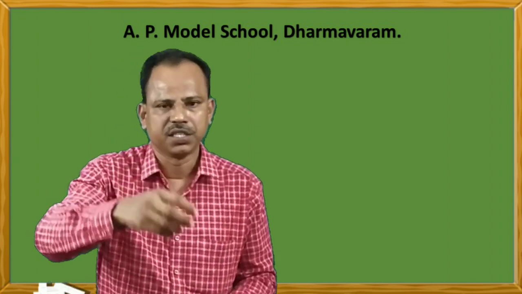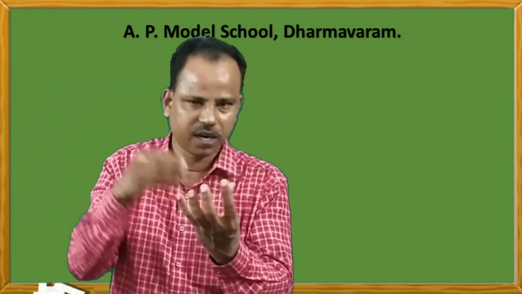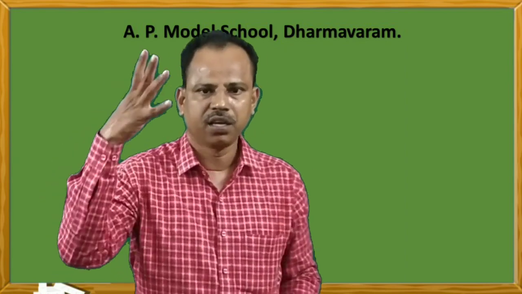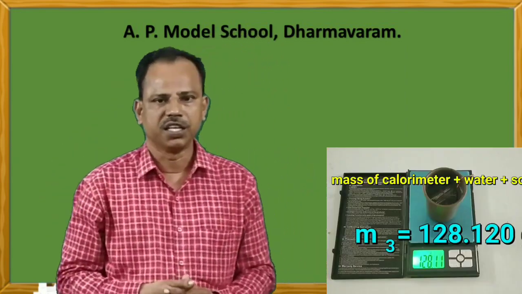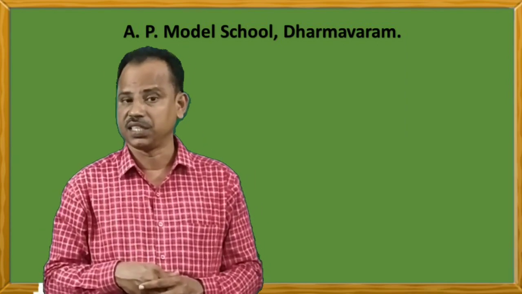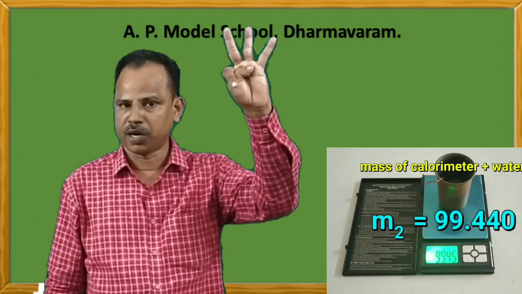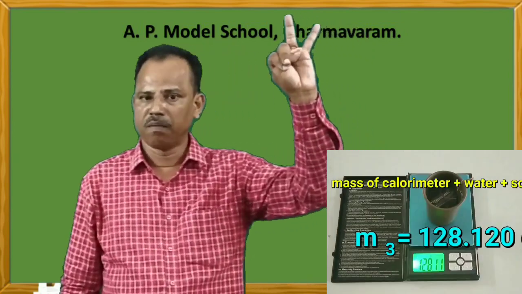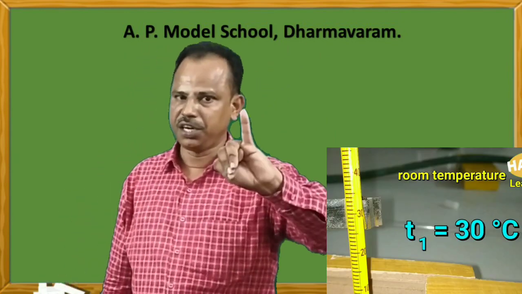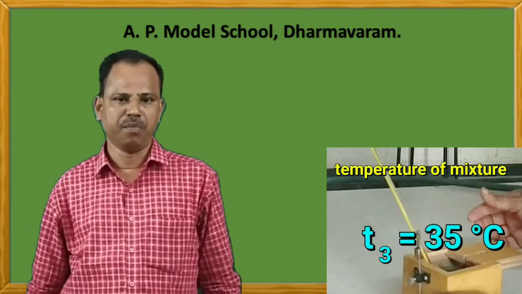Now, take this calorimeter. That means that copper tumbler, stirrer, water, and the hot solid added. All these together, its mass is determined and is noted as M3. So in total you have noted six values. M1, empty calorimeter mass. M2, mass of calorimeter along with water. M3, mass of calorimeter along with water and solid. T1, room temperature. T2, water bath steady temperature. T3, temperature of the mixture.